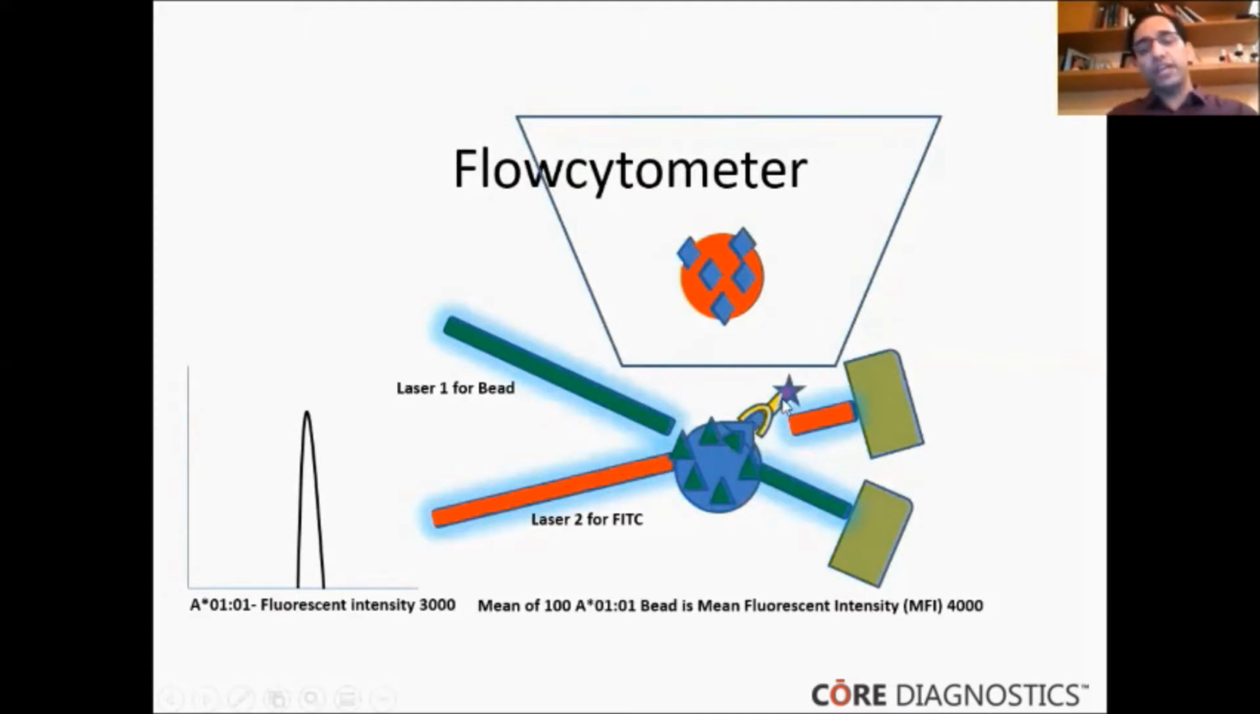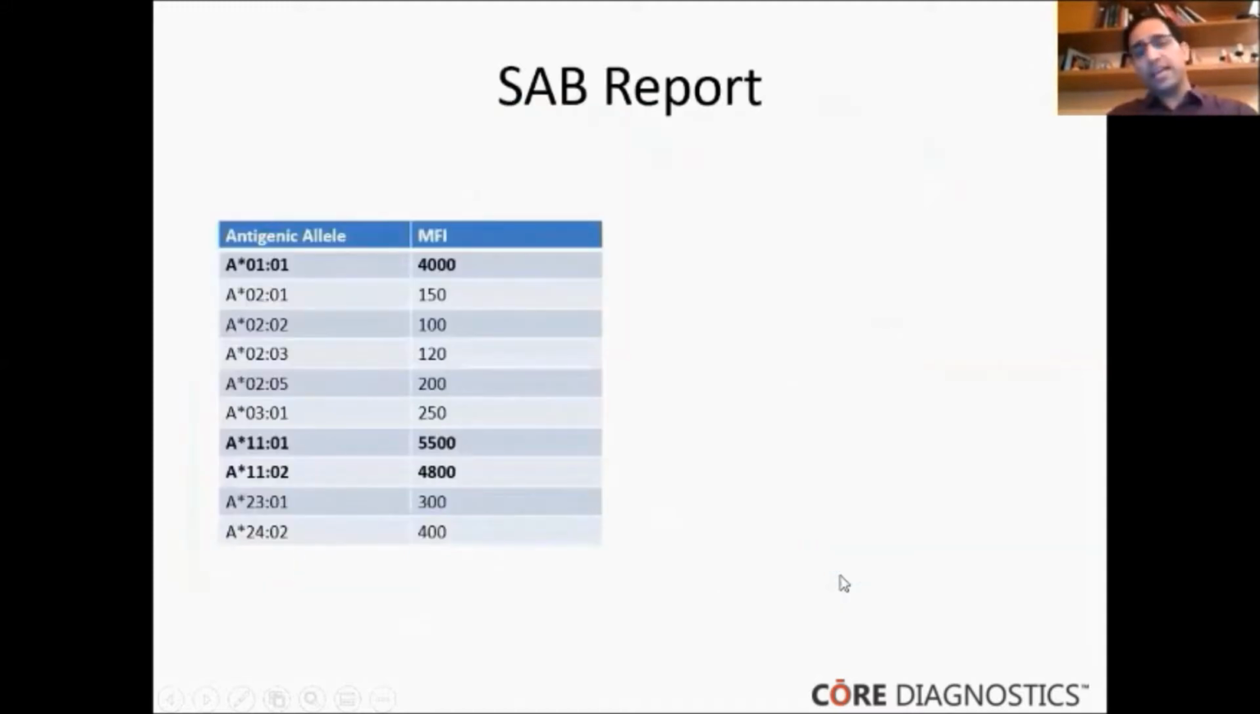antibody with the FITC connected to it. And so therefore the fluorescent intensity is much higher. And in this one, the fluorescent intensity is 3000. It counted 100 of these beads, and the mean of that intensity was 4000. Then the next one goes in, and that's negative. So then you get a report like this.